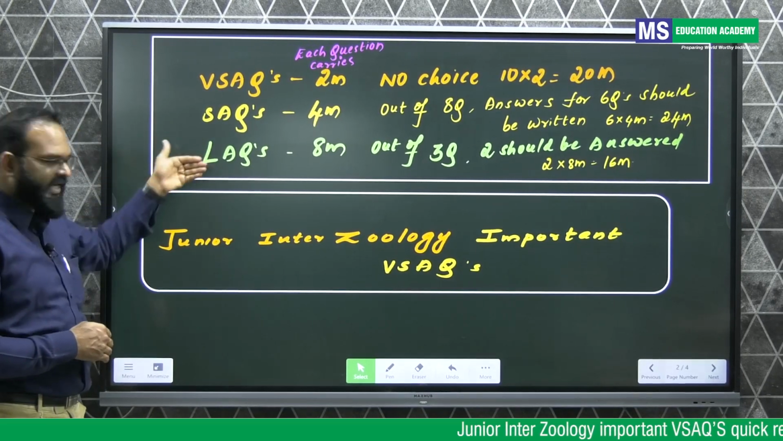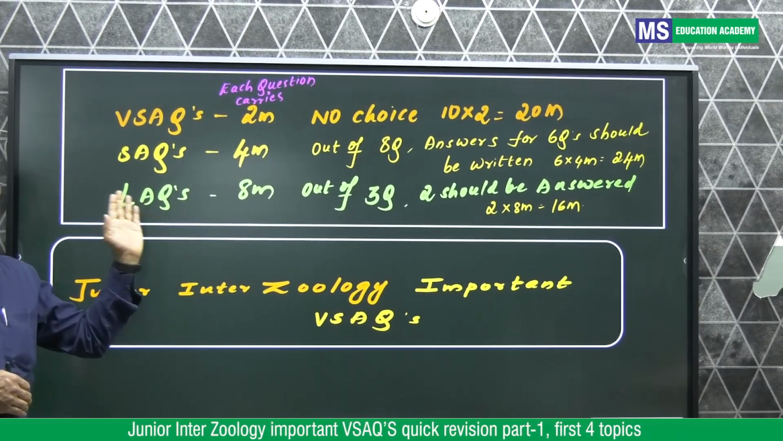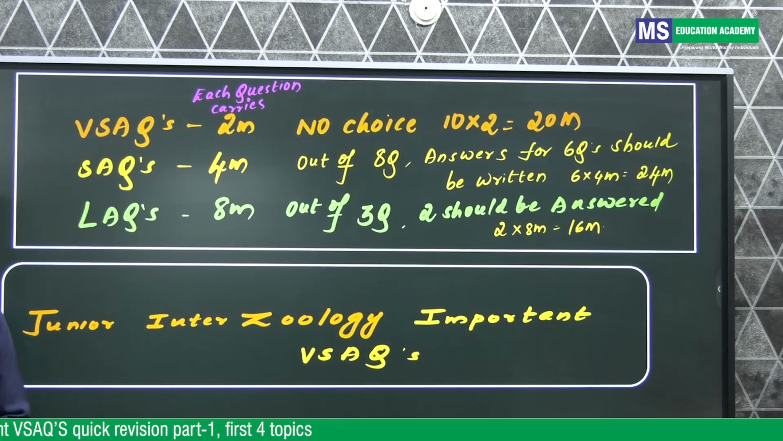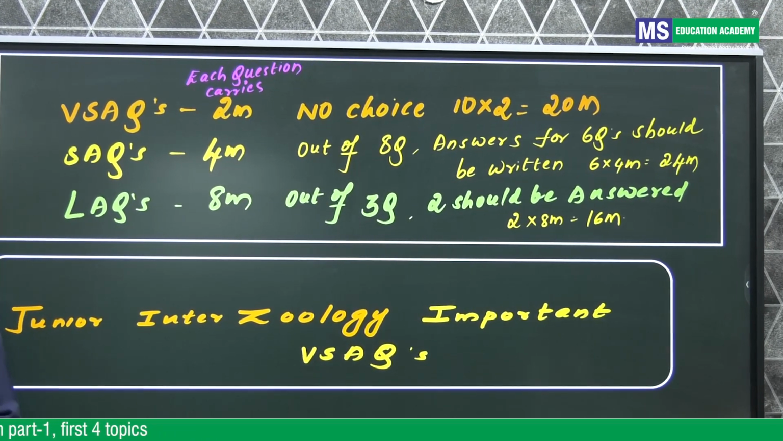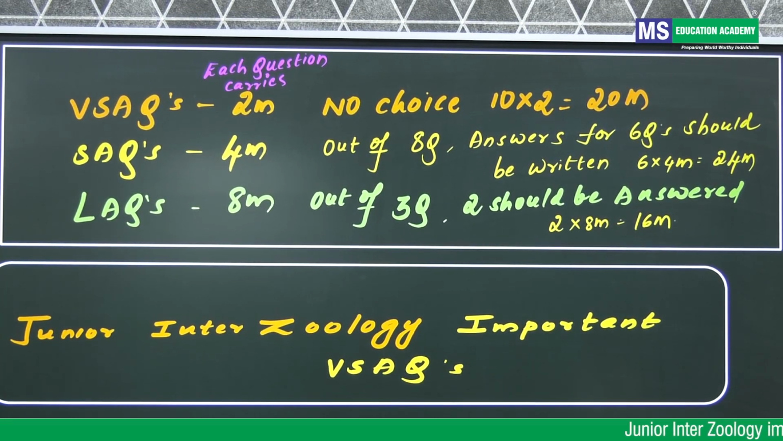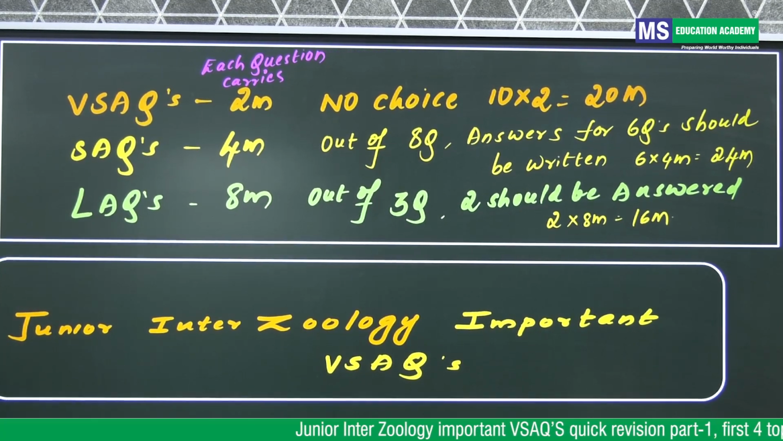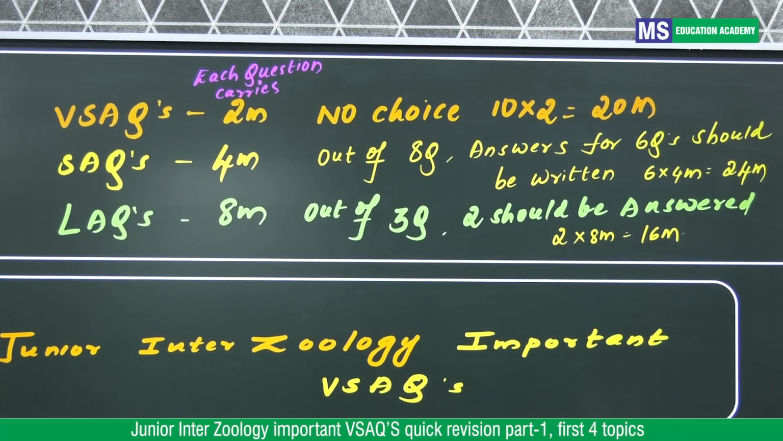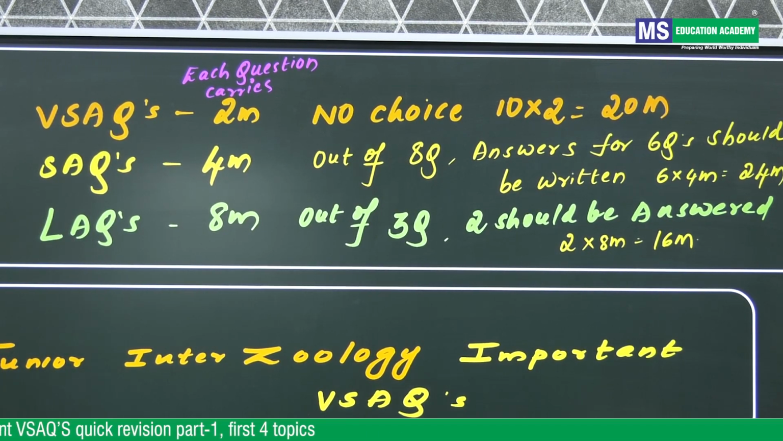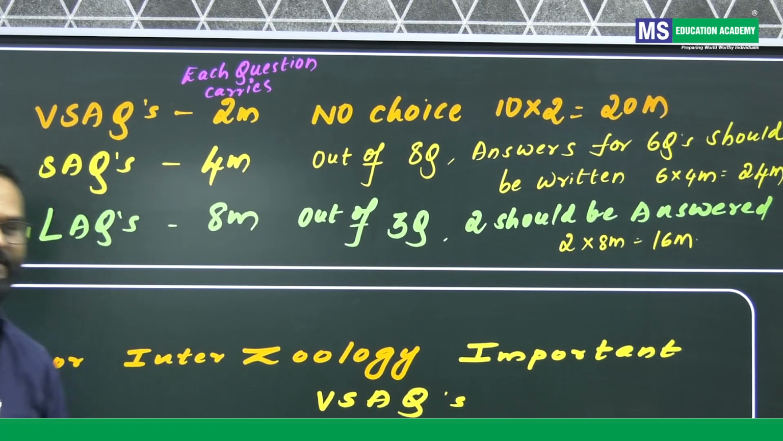Again in section 3, LAQs. 3 long answer questions will be given. You have to write the best of what you have studied, what you know. Out of the 3 you have to write 2 questions. Each question carries 8 marks. 2 into 8, 16 marks.